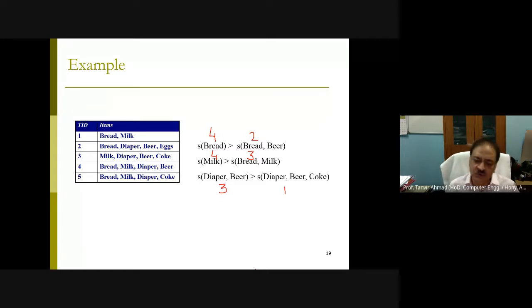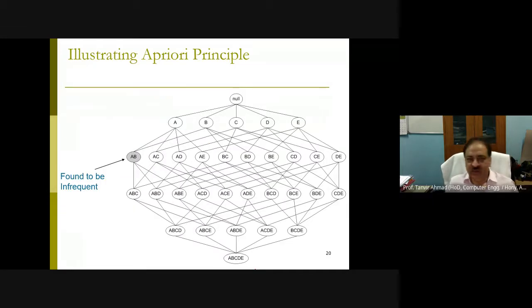In some cases this could be equal also, but the left hand side will always be bigger than or equal to the right hand side. The right hand side can never be bigger than the left hand side. And this property is called the anti-monotone property of support. Now let us try to apply this property on the lattice we have shown earlier.